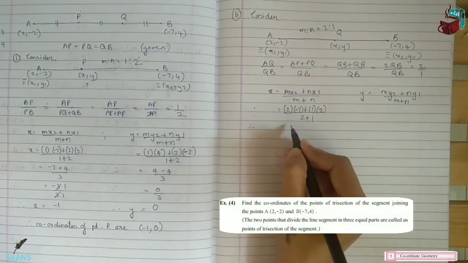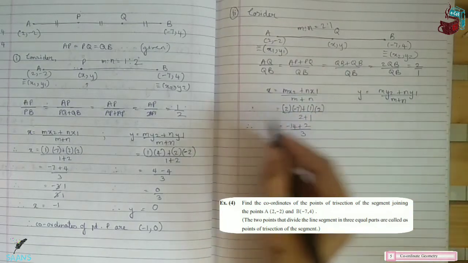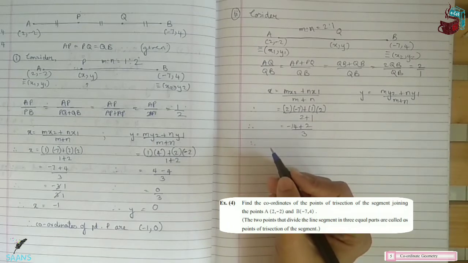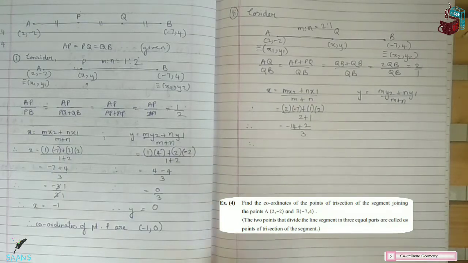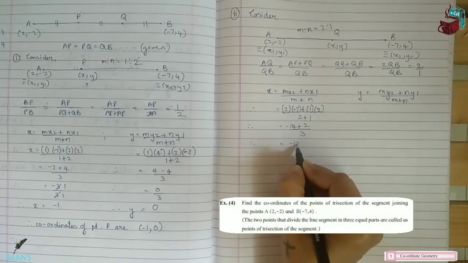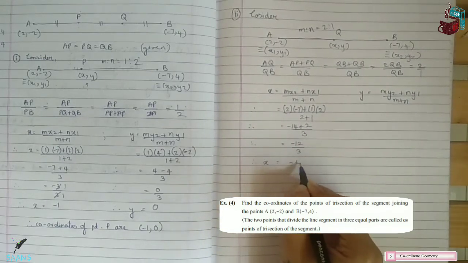Therefore, that is equal to minus 14 plus 2 upon 3. Okay. Next is, therefore minus 14 plus 2 upon 3 for Q. Let's see, correct it is. Next is, so that is minus 12 upon 3, therefore x is equals to minus 4.